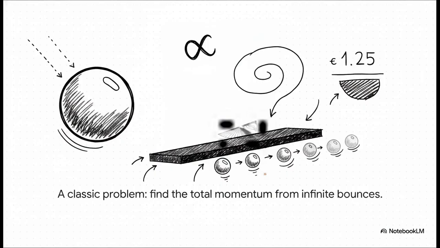Okay, so here's the problem. 1.158. We've got a 50-gram steel ball falling from 1 meter high onto a big, heavy slab. The question is, what's the total momentum it gives to that slab after numerous bounces? Now, numerous is a bit of a code word in physics. It basically means we have to consider an infinite number of bounces. And the last clue is this little Greek letter, eta. It's 1.25, and it tells us how much the ball's speed gets knocked down with every single hit.